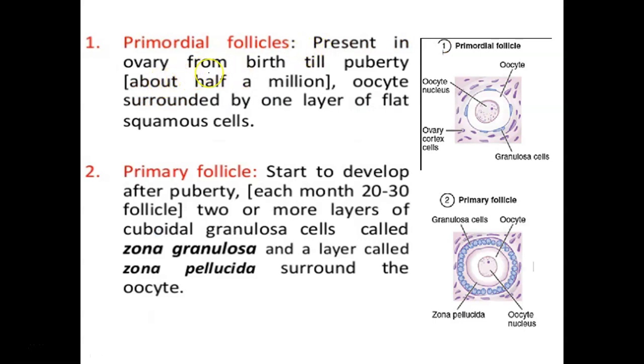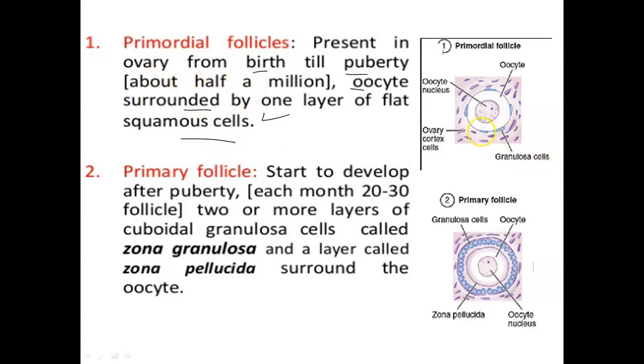Primordial follicles are present in the ovary from birth till puberty. From birth, the already formed primary oocytes are there, right? Spermatogenesis starts in the human male at the onset of puberty. But in the human female, oogenesis starts at the embryonal stage only. This oogenesis starts from oogonia, which differentiate into primary oocytes. These primary oocytes enter meiosis 1, and then in the diplotene stage, this meiosis 1 is arrested. So already half a million primary oocytes are present in the ovary when the female child is born. These are the primordial follicles.